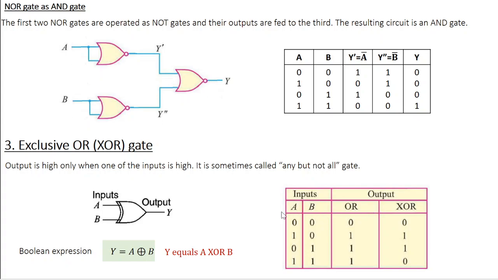So let's write down the truth table of the XOR gate. First, let's write down the truth table of OR gate so that it is easy for us to compare. So when A and B are 0, the OR gate will give you 0 output, 1, 0, 1, 0, 1, 1, 1, 1, 1. Now coming to the output of XOR gate, as we defined here, output is high only when one of the inputs is high. So you are going to get a high output only for the second and third condition. And when both the inputs are low or high, your output is going to be 0. So this is how you compare the working of an OR gate and an XOR gate.